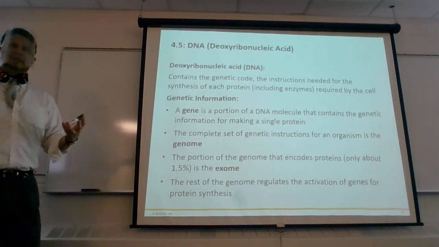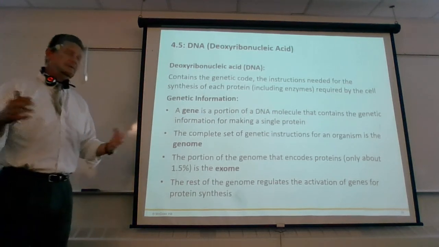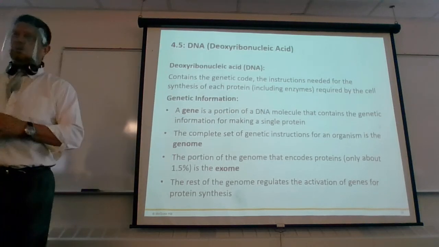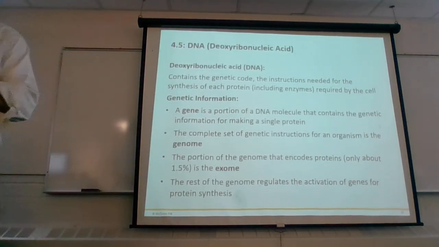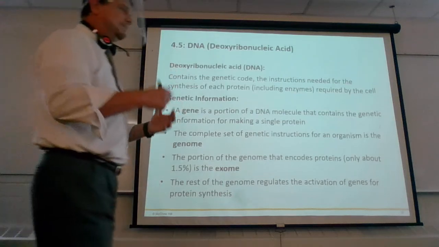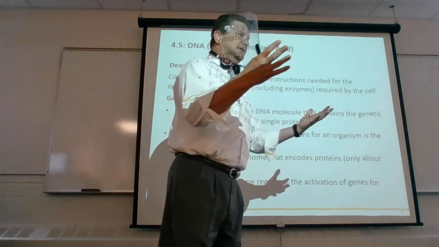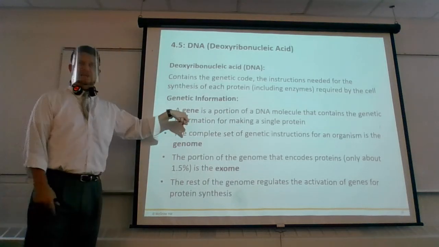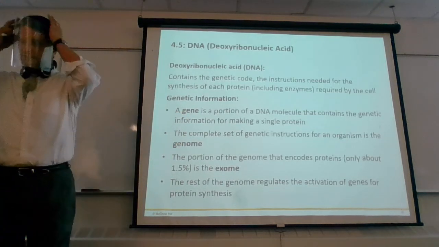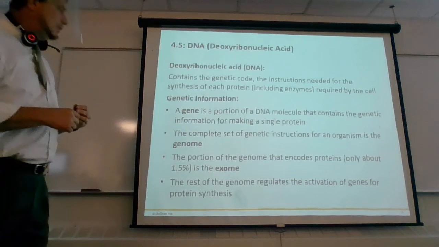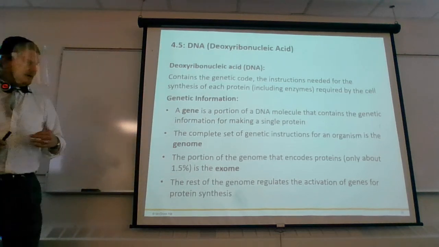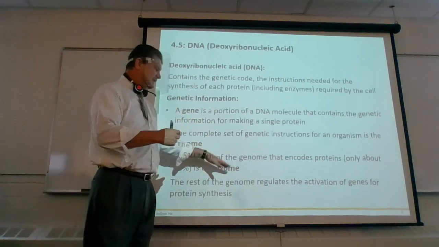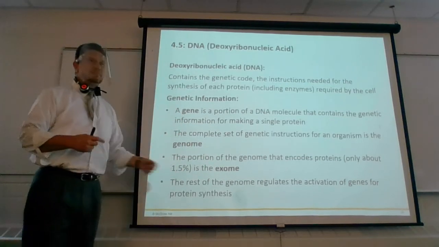Now, in DNA, the entire genetic code is called a genome. If it was a recipe book, the book would be the genome. Each individual recipe is considered a gene. And so, in general, these are going to be used to make proteins. Now, the portion of the genome that encodes for proteins is called the exome, and it's still a small part.